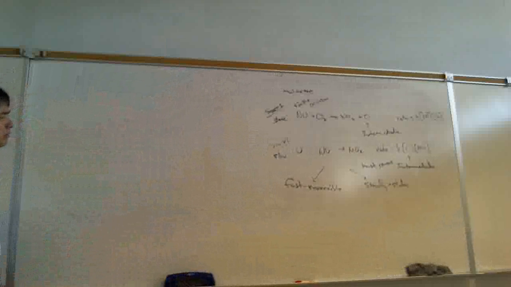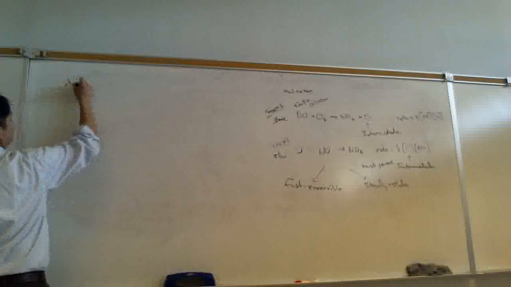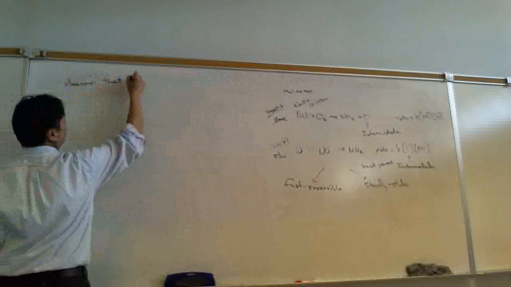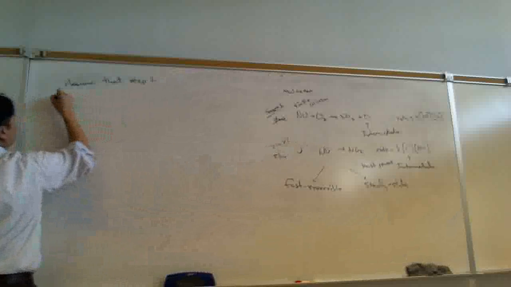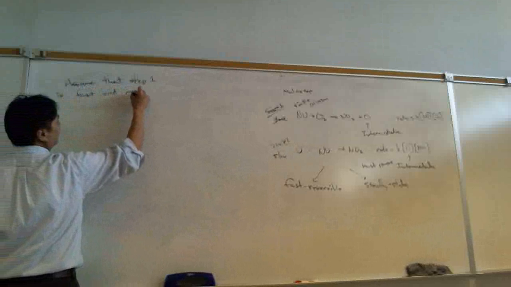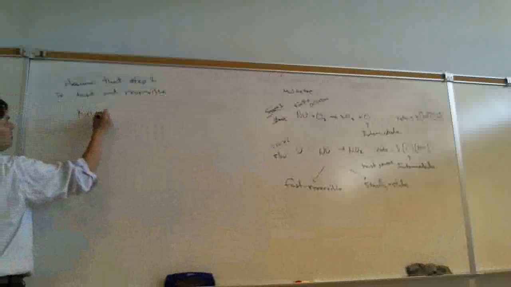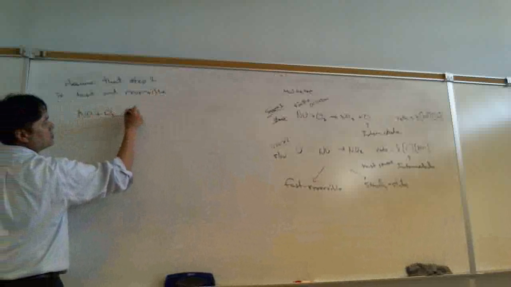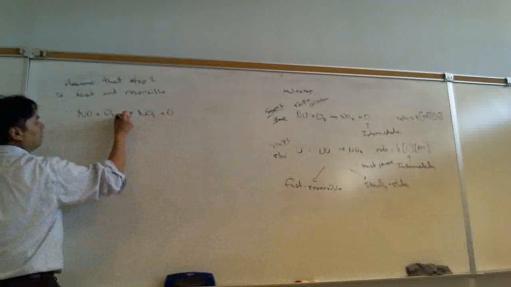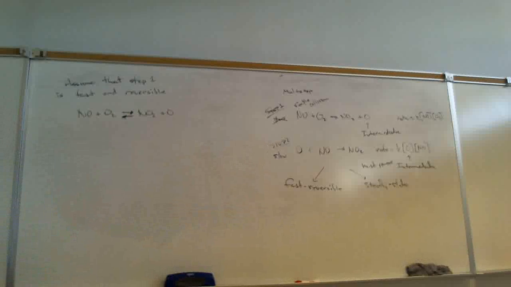All right, so for fast reversible, let's look at that first. We assume that step 1 is fast and reversible. And so what this is going to look like is this. For step 1, we have NO plus O2 yields NO2 plus O. If we make it reversible, we'll just draw these two equilibrium arrows like that.